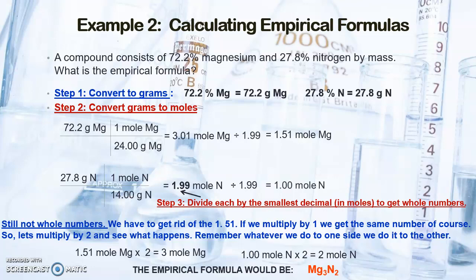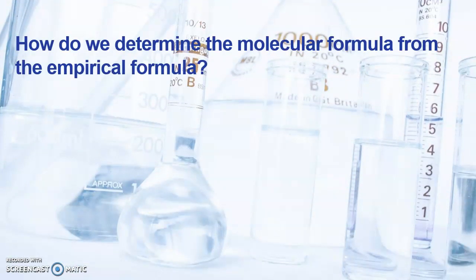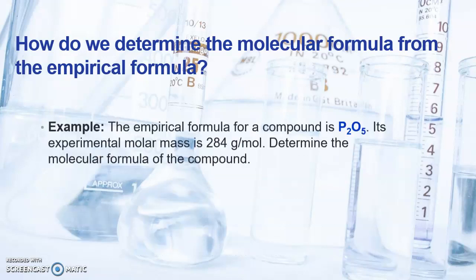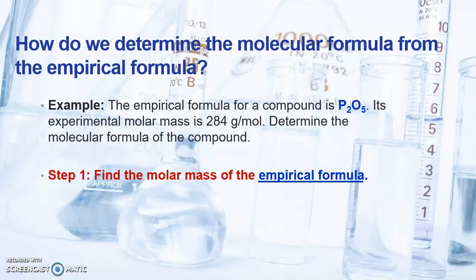So let's have molecular formula. How do we solve for molecular formula, or how do we determine the molecular formula from the empirical formula? So let's have an example problem. The empirical formula of a compound is P2O5. Its experimental molar mass is 284 grams per mole. Determine the molecular formula of the compound.